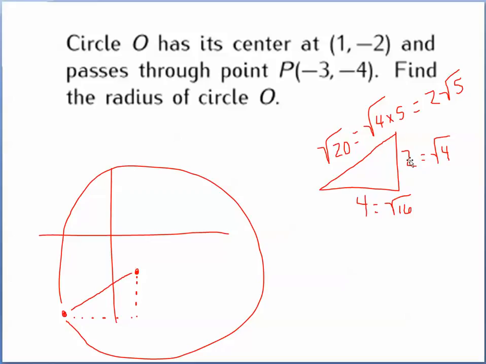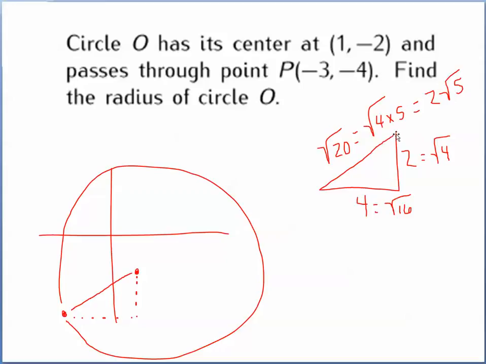I can rewrite the number 2 under the square root sign as the square root of 4, and I can rewrite 4 under the square root sign as the square root of 16. If I add the number 4, I'm not adding the square roots, if I add the number 4 to the number 16, I get the number 20. If I put that under a square root sign, that means that this length right here is exactly the square root of 20.